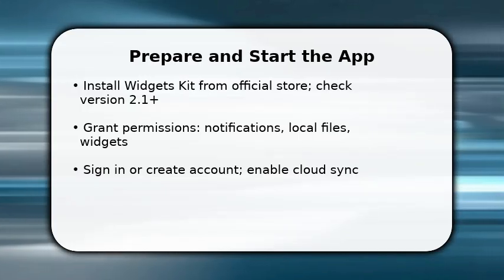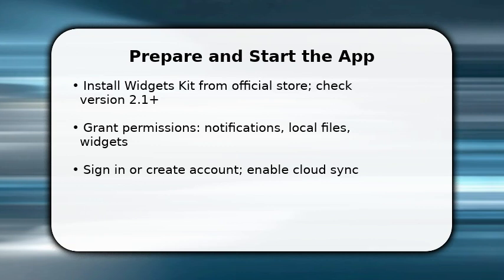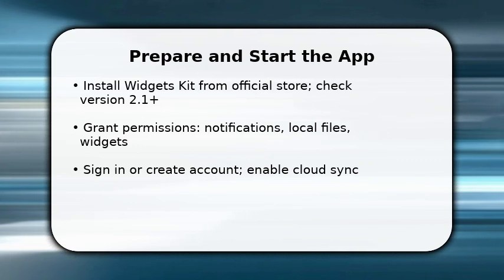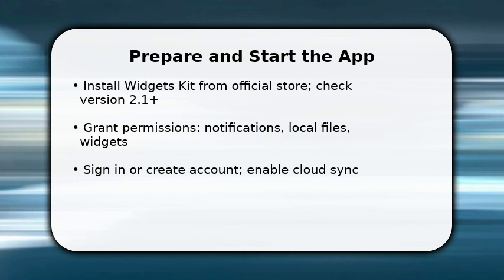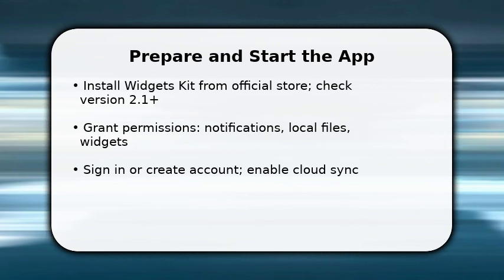You begin by preparing the environment so the rest is fast. Install Widgets Kit and confirm it is version 2.1 or newer, this ensures required features. Once installed, open the app and grant permissions for notifications and local files so widgets can update. Next, sign in or create an account and enable Cloud Sync so your layouts persist across devices. Now that basic access and sync are set, you're ready to create your first widget layout and move into configuration.